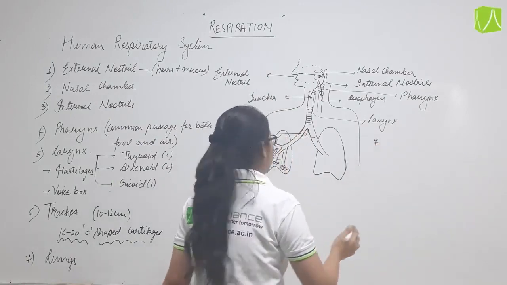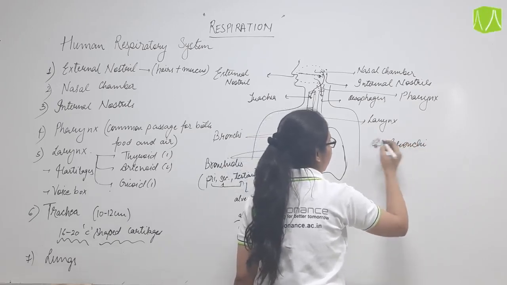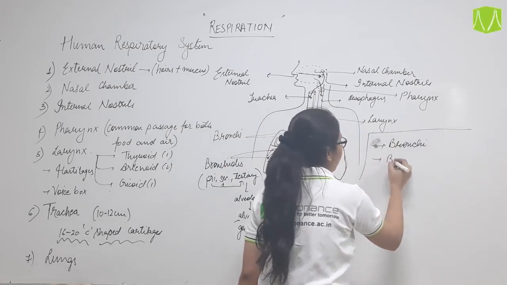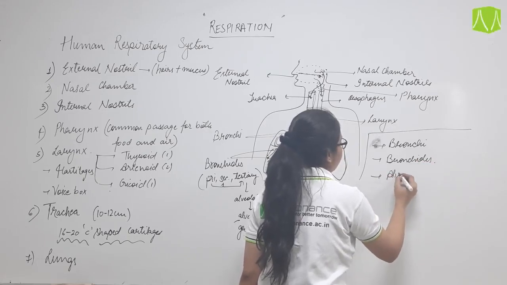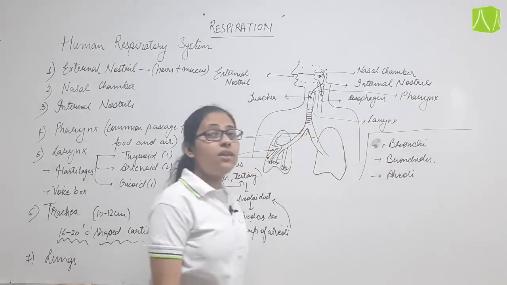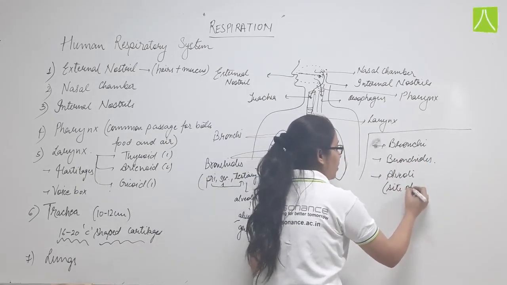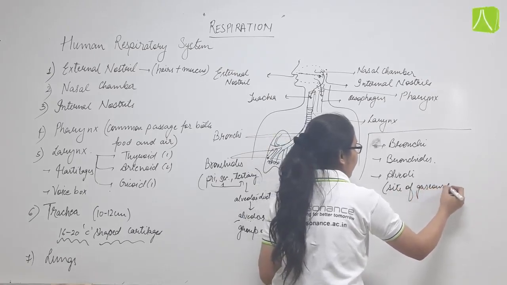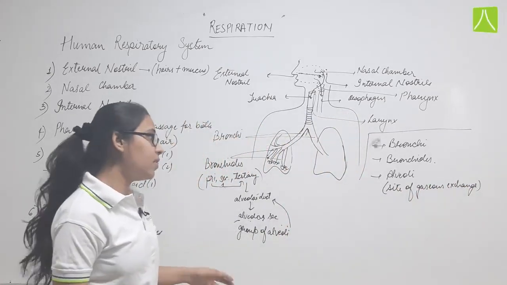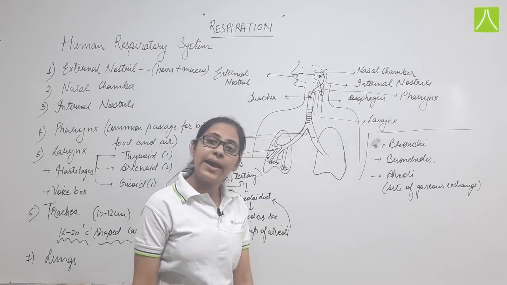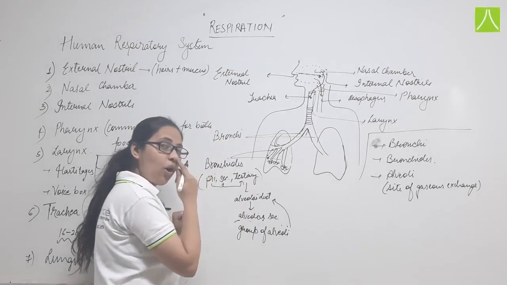In the 7th point we have studied bronchi, bronchioles, then alveoli. Now what are the characteristics of this alveoli? Alveoli is the organ, the site of gaseous exchange. Basically, in the complete human respiratory system, alveoli is the site of gaseous exchange. Here, gaseous exchange occurs.